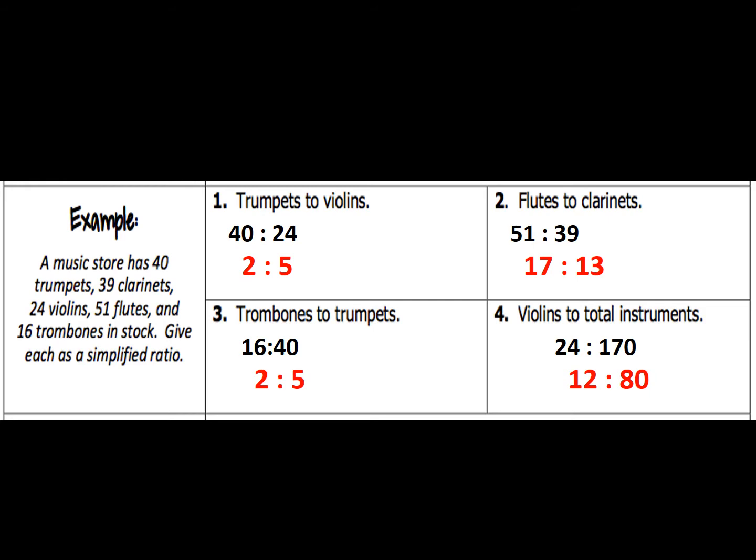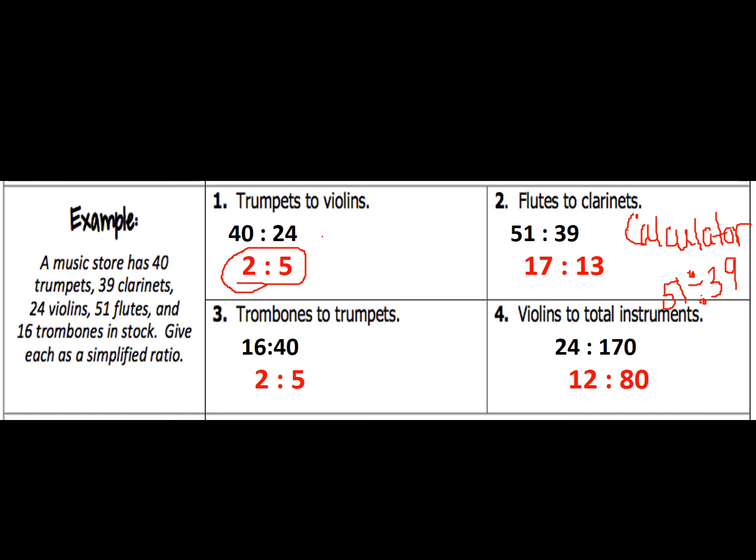So when we simplify 40 to 24, we get 2 to 5. For every 2 trumpets, there are 5 violins. Clarinets, flutes to clarinets. When we simplify 51 to 39, we get 17 to 13. Go ahead and use your calculator so that you can figure out how to actually simplify this. So in your calculator, go ahead and put 51 divided by 39. You can find a common term that can go into both, and that's 3.